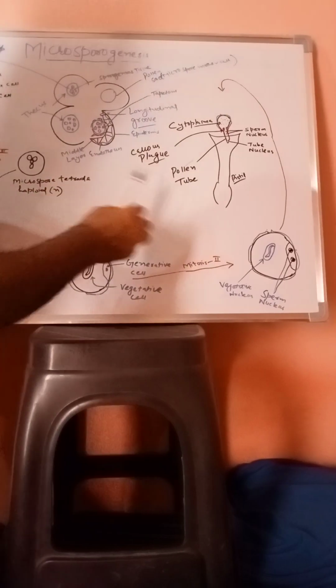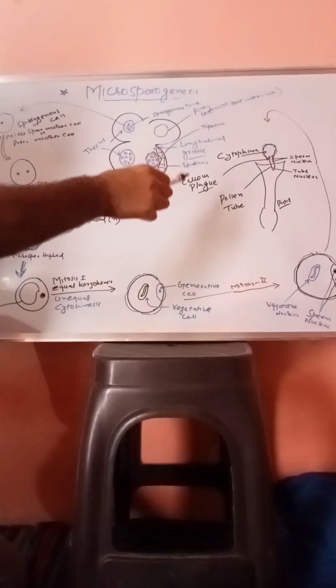So this is the overview of the microspore, how it is generated and how it reaches the stigma and its further function.